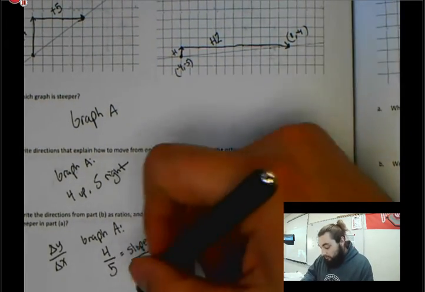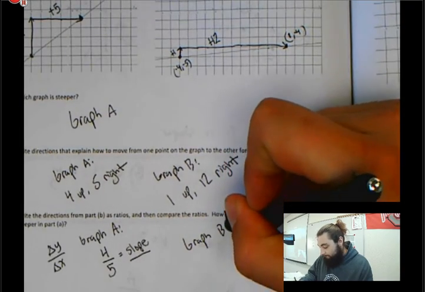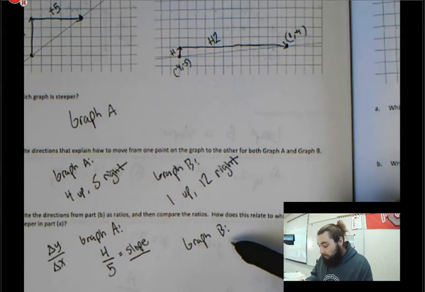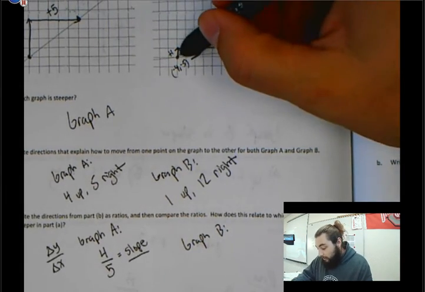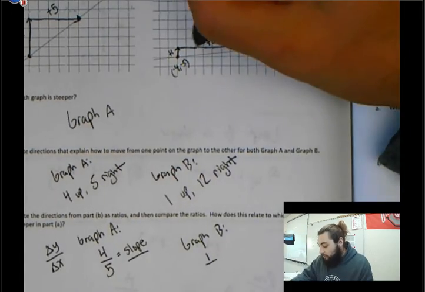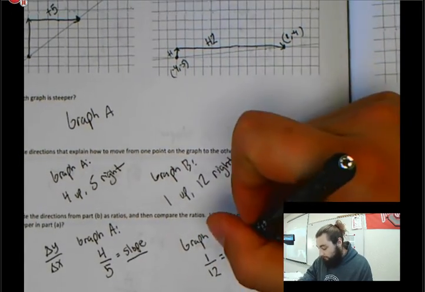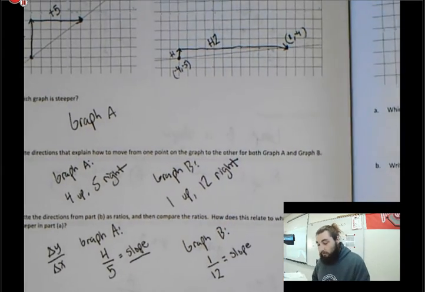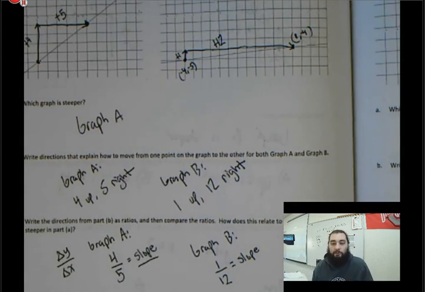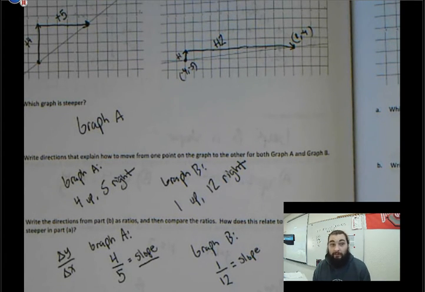Same thing is going to be true for graph B. We are looking at the change in y, which is a positive 1, divided by the change in x, which is a positive 12. And so our slope for graph B is 1/12. Neither one of these fractions can be reduced, and ideally, if we can reduce them, we would reduce them, but since neither one can be, we're just going to leave them as is.